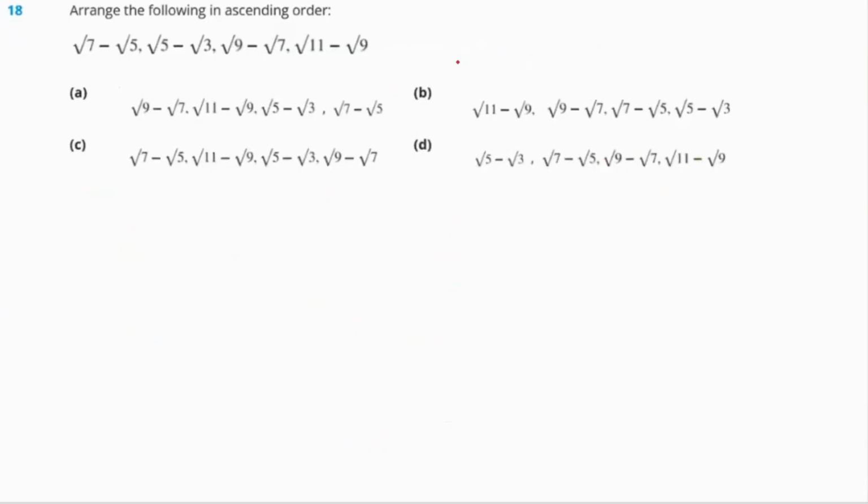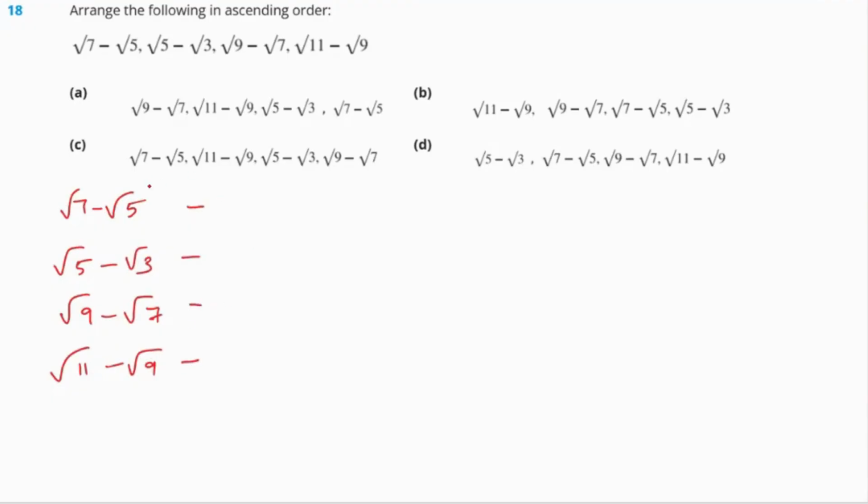Next question, arrange the following in ascending order. Ascending order means from smallest to biggest, we have to arrange these numbers. First one is root 7 minus root 5. Second one, root 5 minus root 3. And root 9 minus root 7. And root 11 minus root 9. We have to arrange this in ascending order.